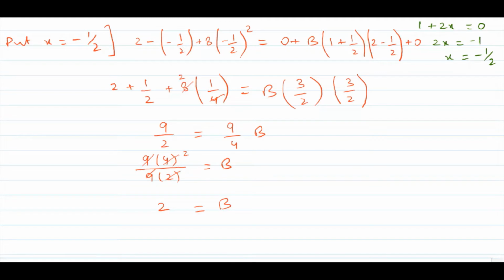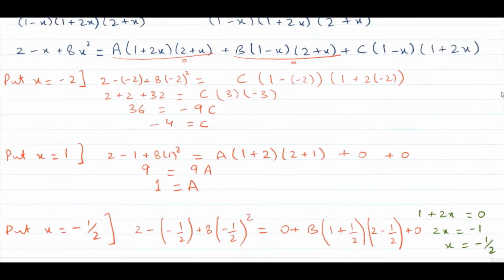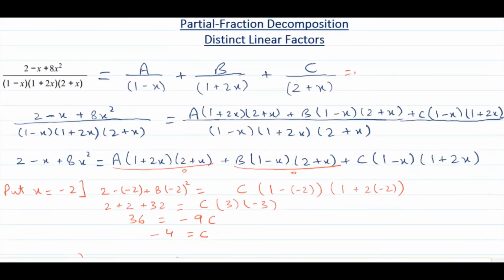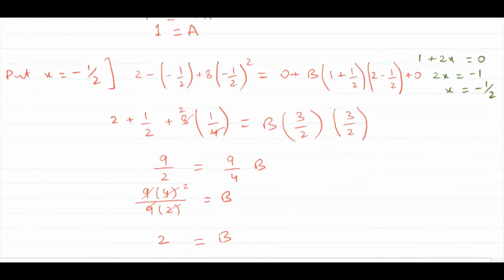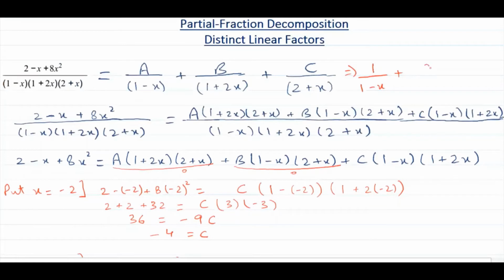So now we have the value of a, b, and c, all of them. B is equal to 2, a is equal to 1, c is equal to minus 4. That means we can write this thing as a over 1 minus x. A was 1, so we put 1 here, 1 over 1 minus x. B was equal to 2, so we put 2 there, 2 over 1 plus 2x, and C is equal to minus 4. We can put a minus here. It becomes minus 4 over 2 plus x. And we have converted the single fraction into its partial fractions.